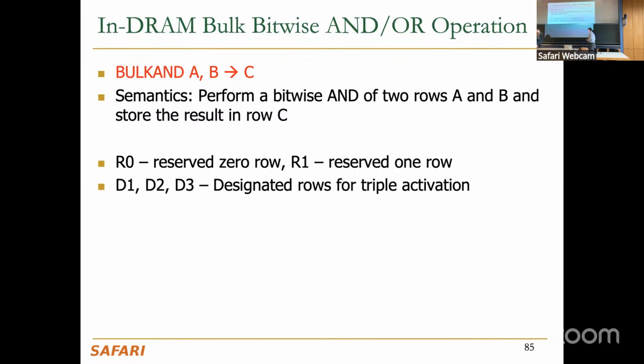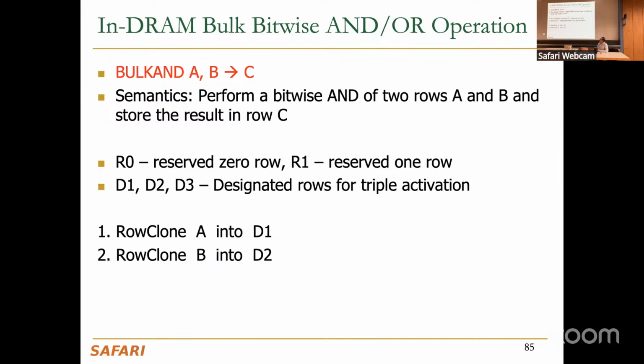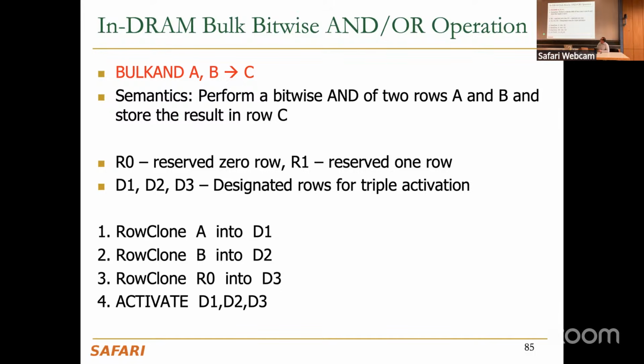Okay, let's go back. So now this slide makes more sense. So you have designated rows for triple row activation. You have reserved row, and you do what I just said, basically. RowClone A into D1, B into D2, and RowClone R0 into D3. That's the mistake I had made on the board, but this is correct. If you want to do bulk AND, because bulk AND is 0. And you activate D1, D2, D3 using the simple row decoder, and then you RowClone the result into destination row C, which is at the top. Yeah. Hopefully that makes sense, right?